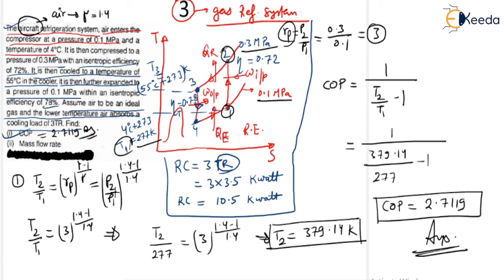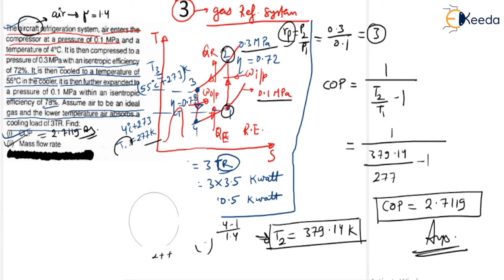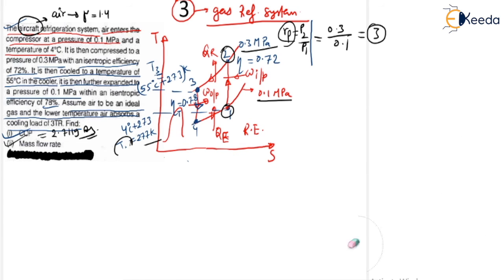Okay, and now go for your mass flow rate. See, what is the value of your mass flow rate? We can calculate it here. So my dear friends, if we go for the second calculation, for mass flow rate, you need to consider your refrigeration capacity. And what is your refrigeration capacity? It is nothing but 10.5 kilowatt.